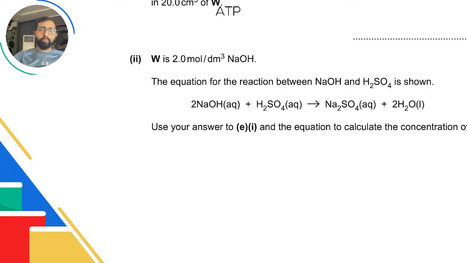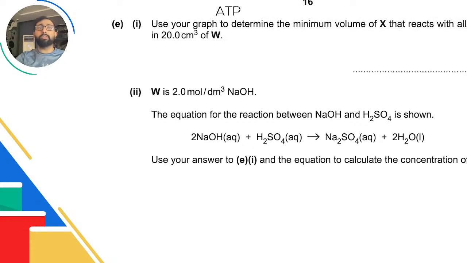W is 2 moles per dm cube sodium hydroxide, the equation is this. Okay, use your answer in E1 and the equation to calculate concentration. So what was E1? E was the volume of X. So you have volume of X. You now have moles of X.